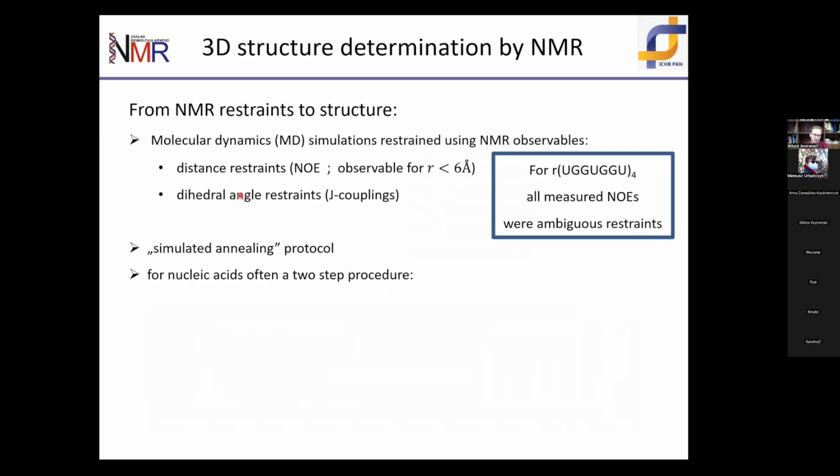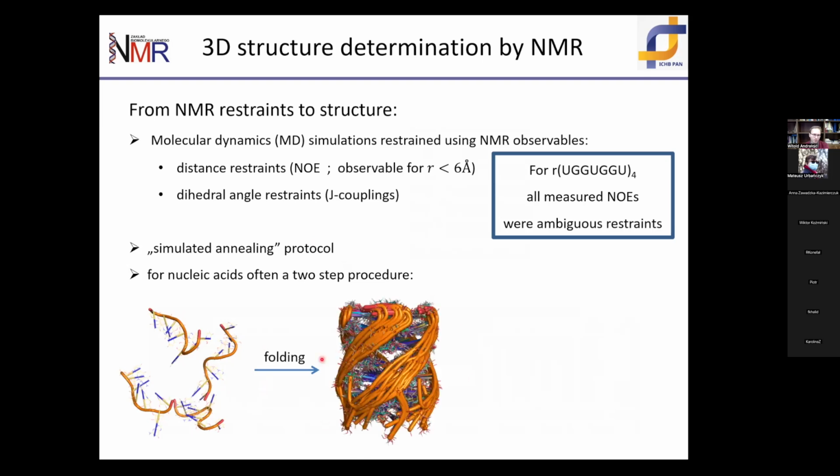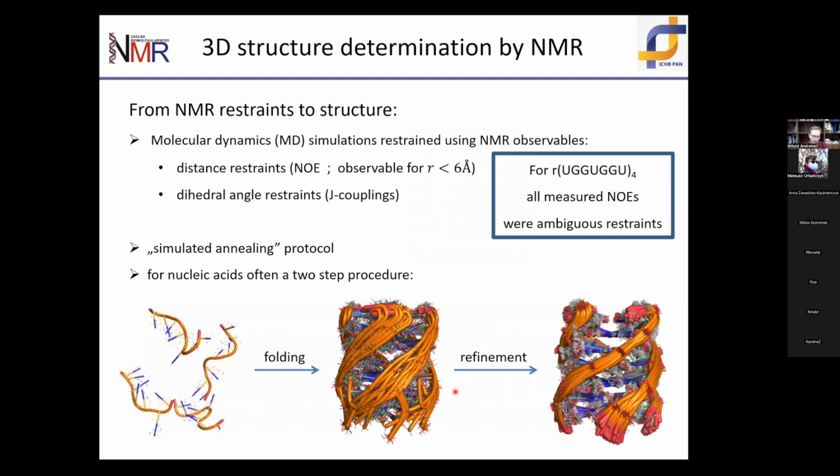And for nucleic acids, we usually do it in a 2-step procedure. So in the first step, we start from completely unfolded 4 strands. Then we fold it using a simplified force field to get more or less the 3D shape we want. And then we do refinement with a higher quality force field just to find the exact geometry.